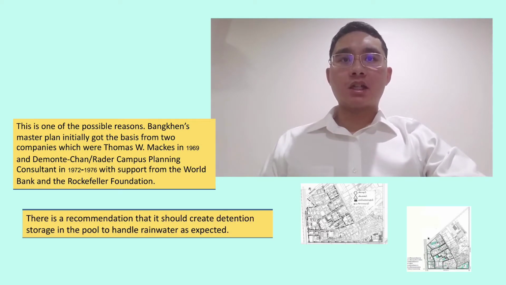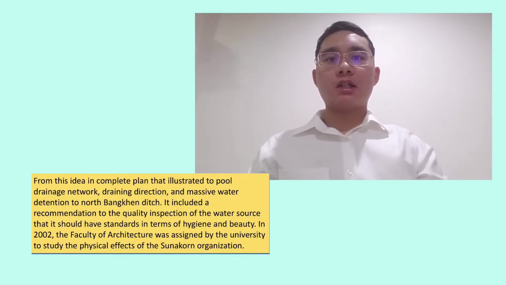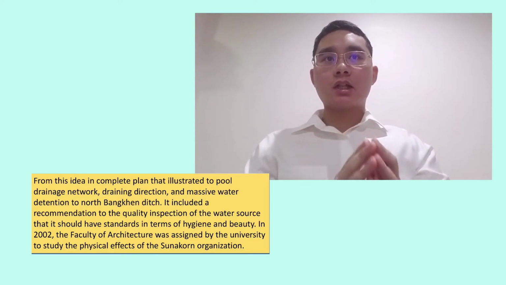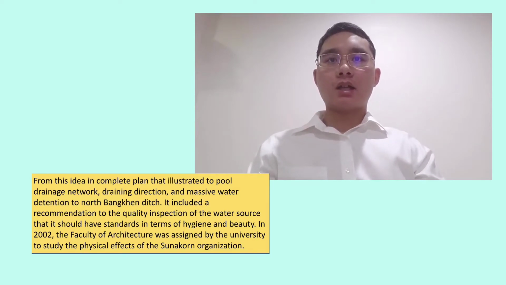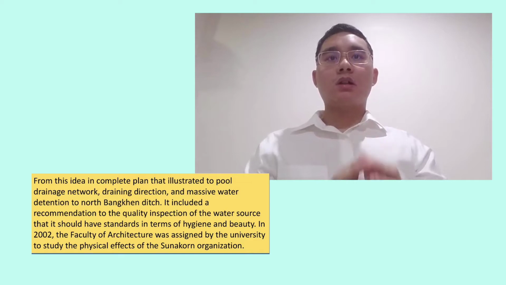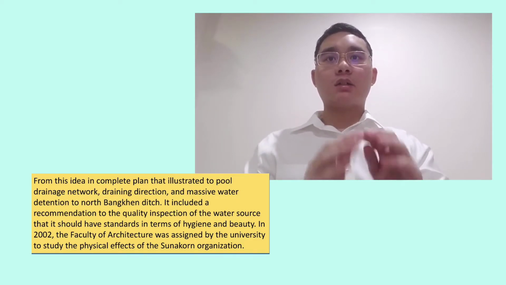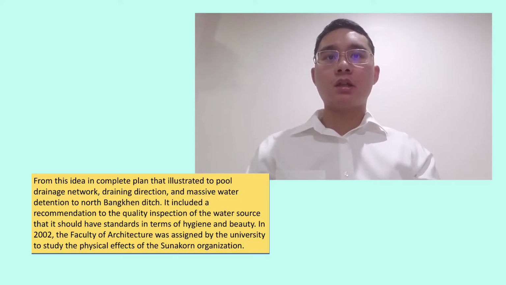There is a recommendation that it should create detention storage in the pool to handle rainwater as expected. From this idea, a complete plan illustrated the pool drainage network, draining direction and massive water detention to the North Bangkhen Ditch. It includes a recommendation on the quality inspection of the water source, that it should have standards in terms of hygiene and beauty.